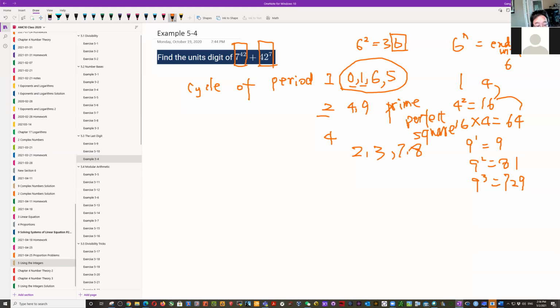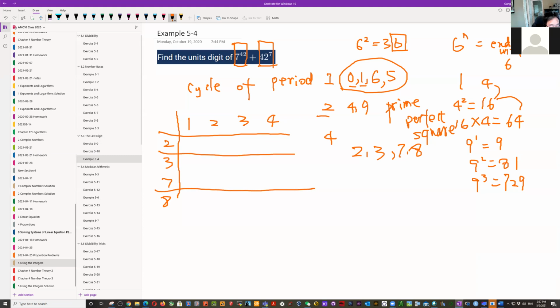And period 4, let's just check. So altogether we can build a very simple table. This is 1, 2, 3, 4. So this is 2, 3, 7, 8. 2 to the first power is just 2. 2 to the second power, 2 squared, is 4.